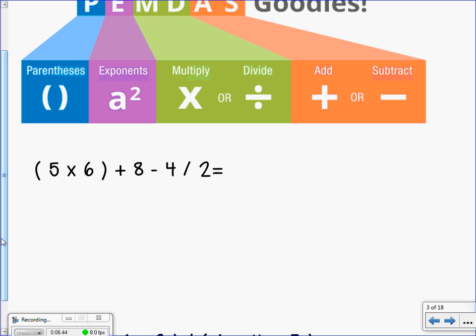Okay? So, PEMDAS, what do I do first? Parentheses. My parentheses says 5 times 6. 5 times 6 is? 30. Okay, now here's what I mean by you have to write out everything every time. Everything else is going to stay the same. But you still have to write it out.